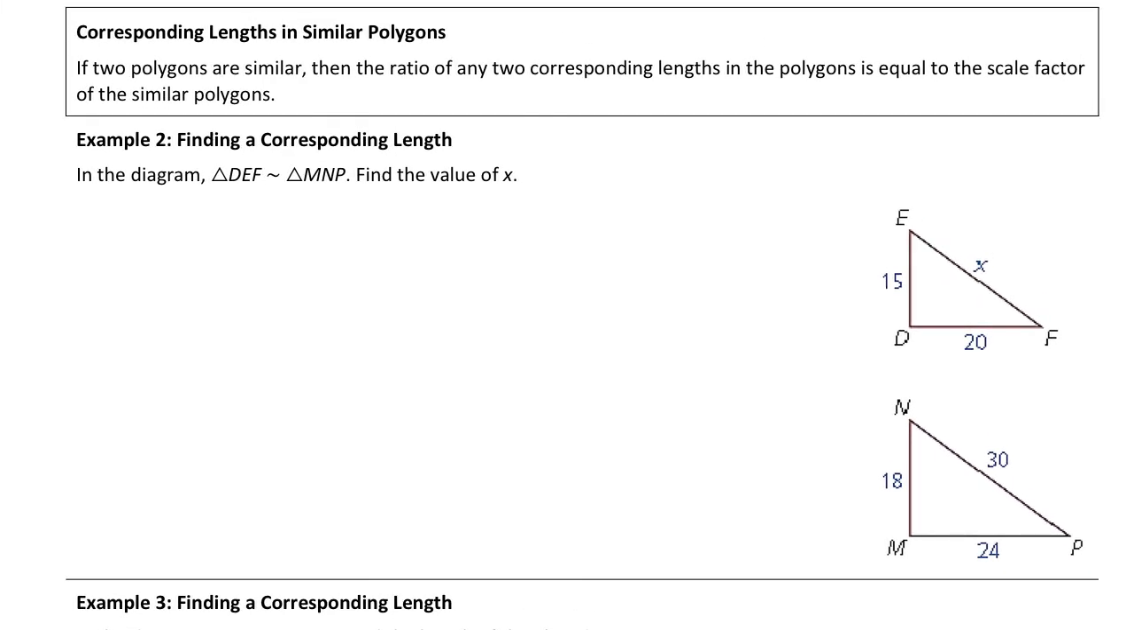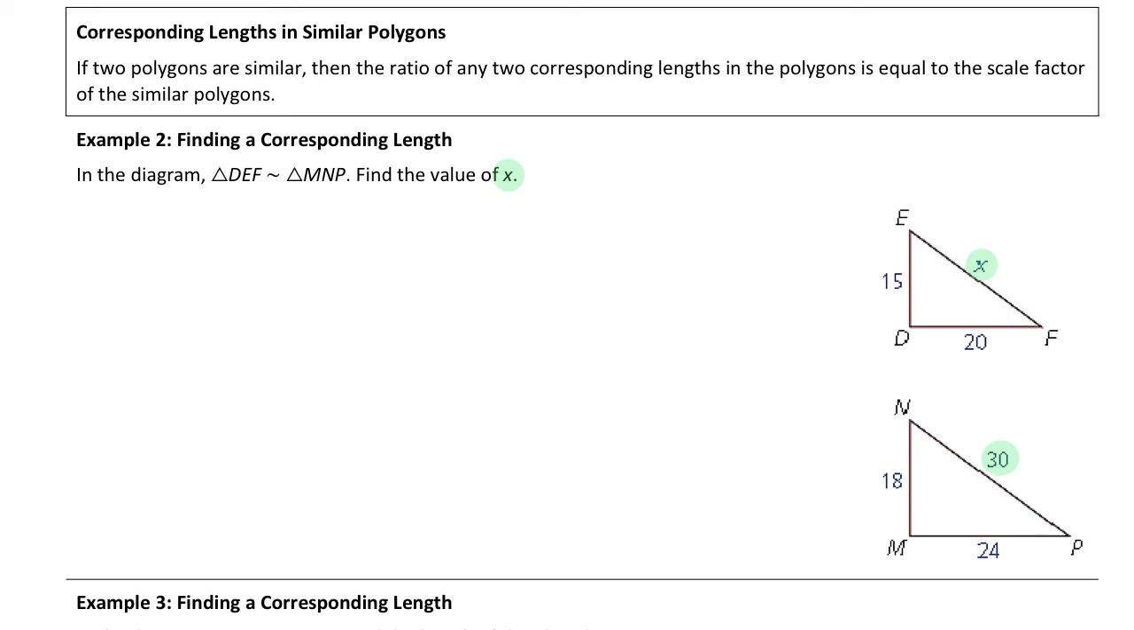So the next part of this lesson is to talk about corresponding lengths, finding the value of a corresponding length, okay? So in this example, I'm asking you to find the value of x, okay? So x is this length. And the thing to know here is for the value of x, I've got to find what side is corresponding to x. So I look at the other triangle, MNP. The side that is corresponding to x is the side length of 30.